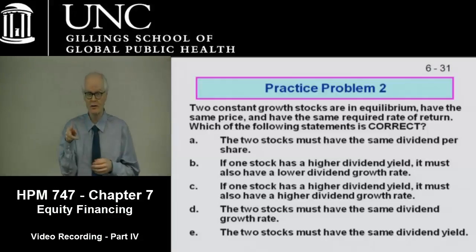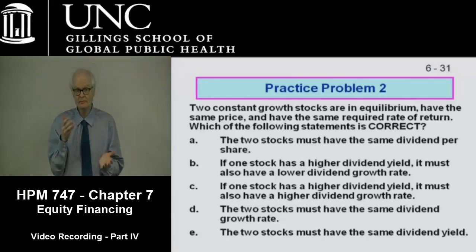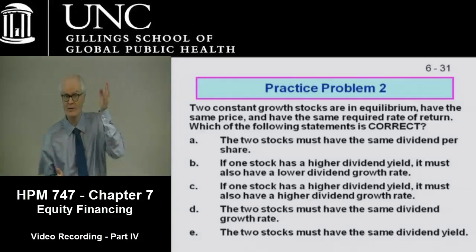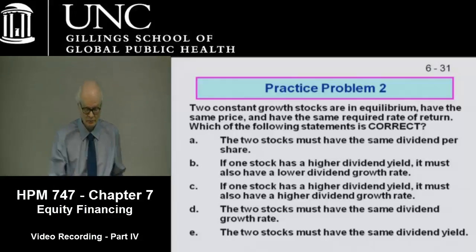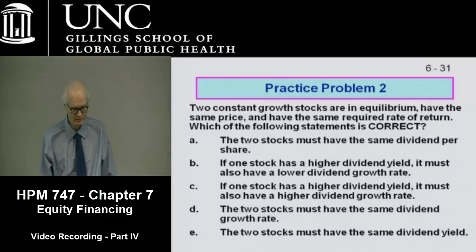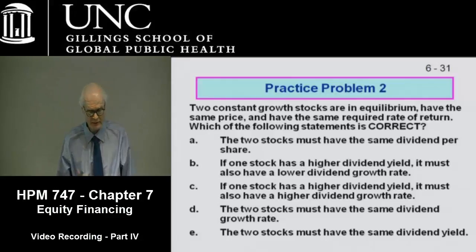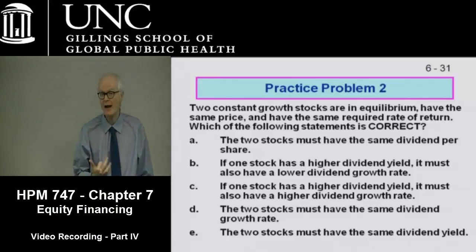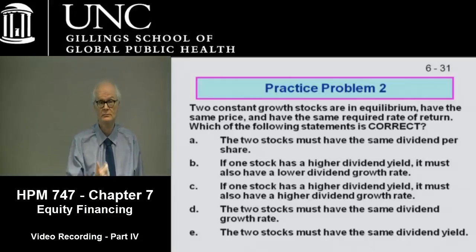Two stocks have got the same expected rate of return. It is possible for one to have a higher yield on the dividend side, but then it must have a lower yield on the capital gain side, or the dividend growth side. So B is the correct answer. Two stocks are identical in every way, the same price, the same required rate of return. They do not have to have the same dividend yield. They do not have to have the same growth rate.